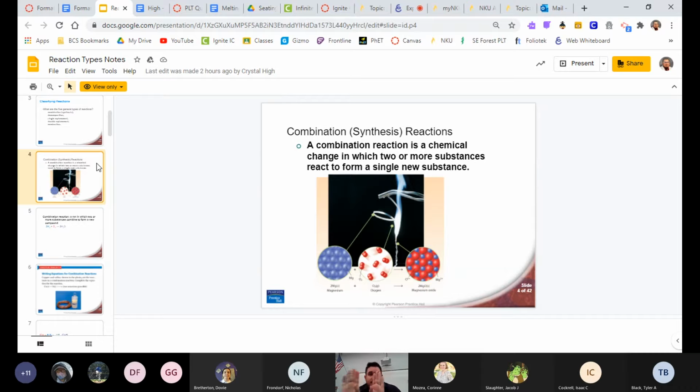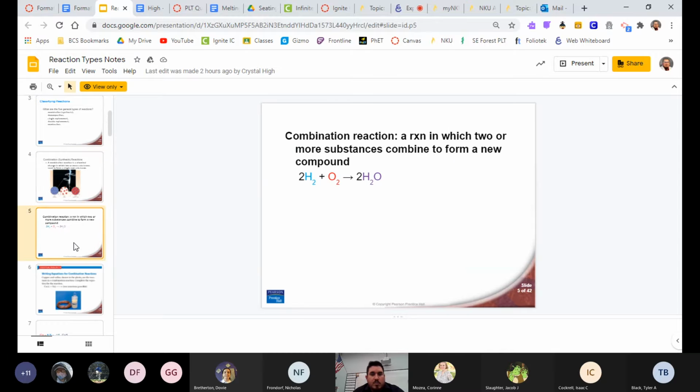Again, these might be two elements, and you make a compound. It's not going to have the same properties as the other one there. Okay. All right, and so this is a quick example of how we make water. Hydrogen plus oxygen make water.